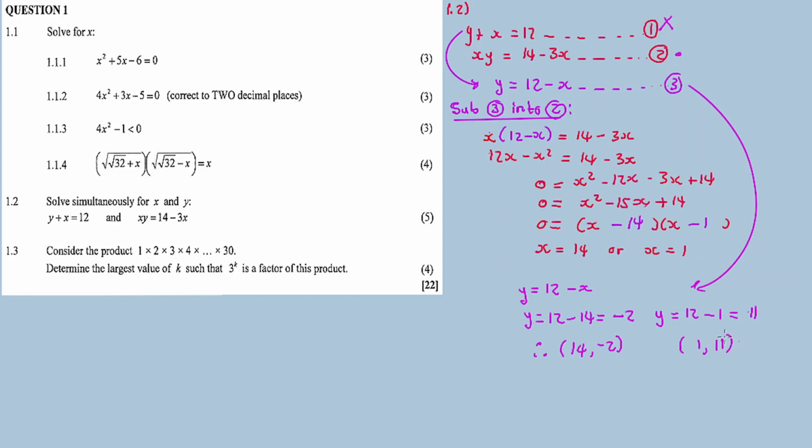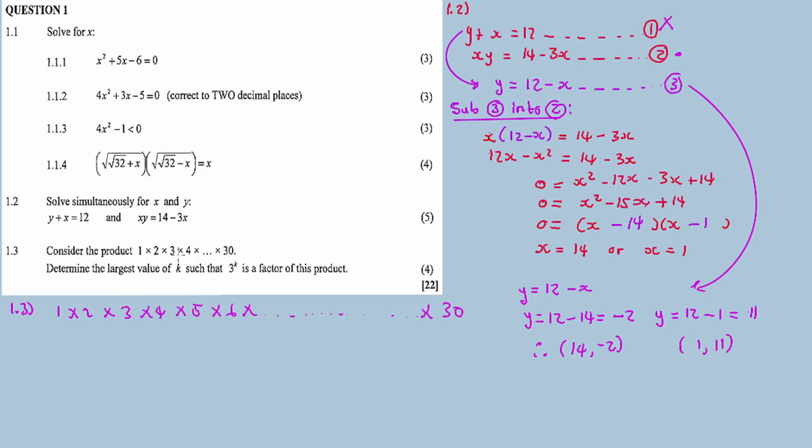So now my solutions were found for this simultaneous equation. Now 1.3, the wild card one. 1.3: you consider the product 1 times 2 times 3 times 4 times 5 times 6 times 7 times 8 times 9 times 10 times 11 up until 30.